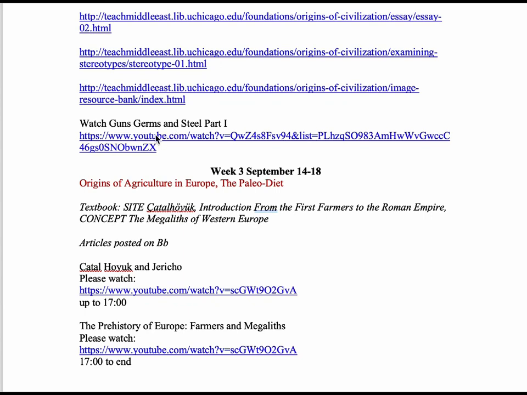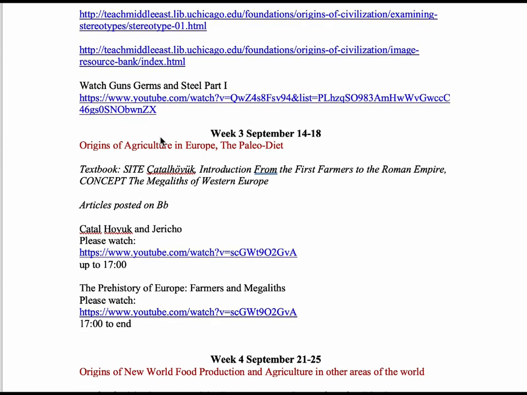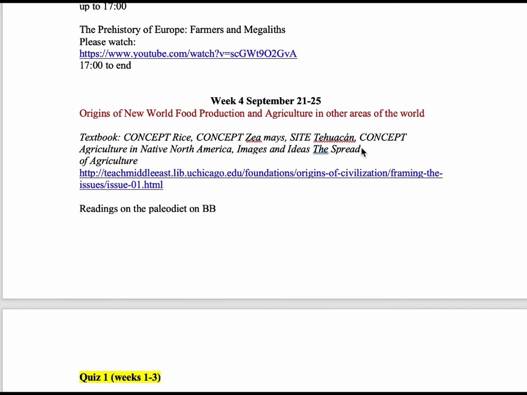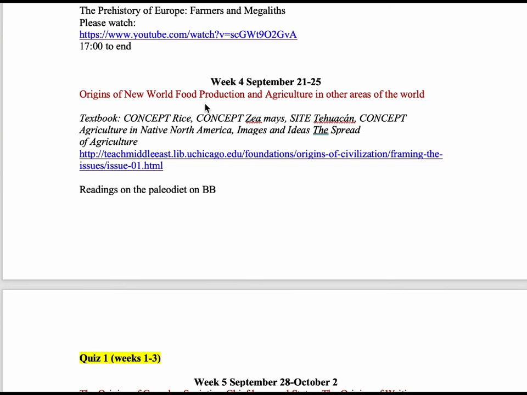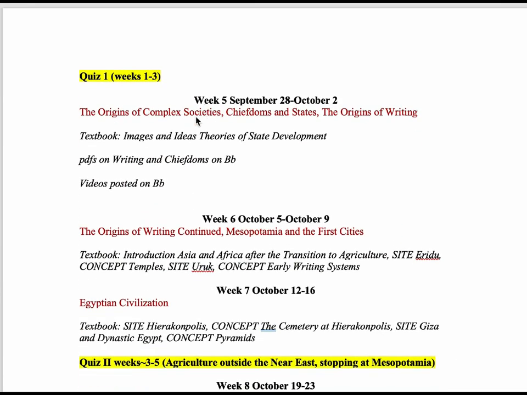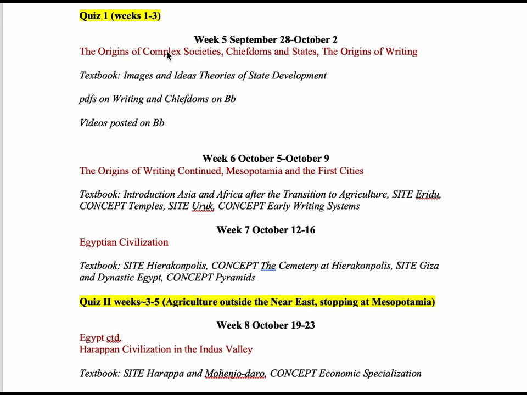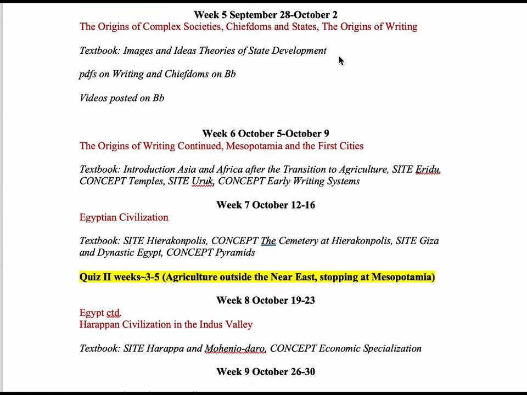I would also like you to watch just the first part of the video Guns, Germs, and Steel next week, which we will talk about. So you can see we go into agriculture in Europe, and agriculture outside of Europe and the Middle East. We talk about China, we talk about the New World, quote unquote, the Americas. And then we start getting into what we call civilization. We'll talk about what we exactly mean by that. Anthropologists also call these societies complex societies. So we'll be looking at that and the beginnings of writing. We'll get to examine some ancient writing.